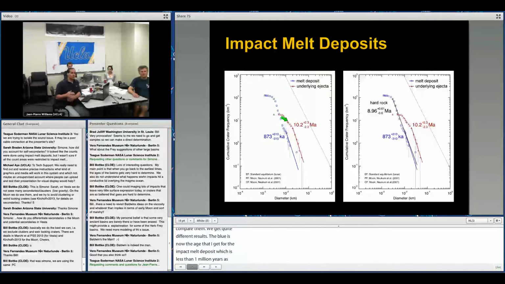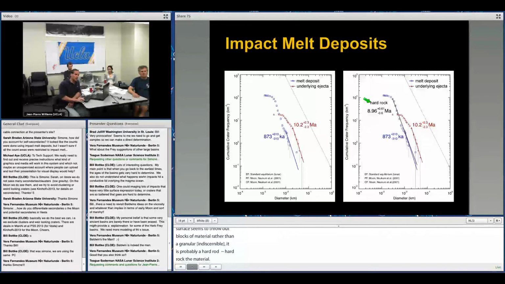So if we assume that the melt deposit is hard rock, which it does seem to be, all the impacts on the surface seem to be throwing out blocks of material rather than a granular fluidized ejecta. So it probably is a hard rock target material, and we use that model. The isochron, which I'm showing here on the right, then gives us a very close match of about 9 million years. So the different target materials, I think, go a long way in explaining this.